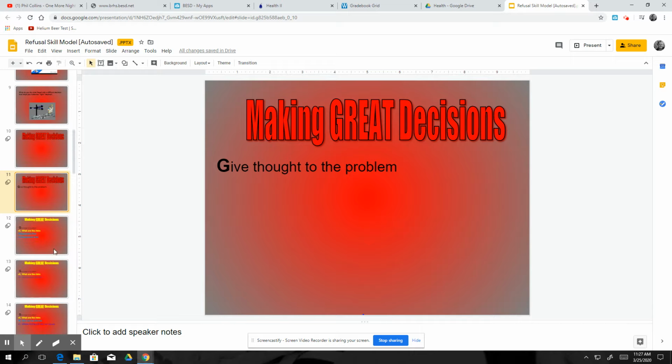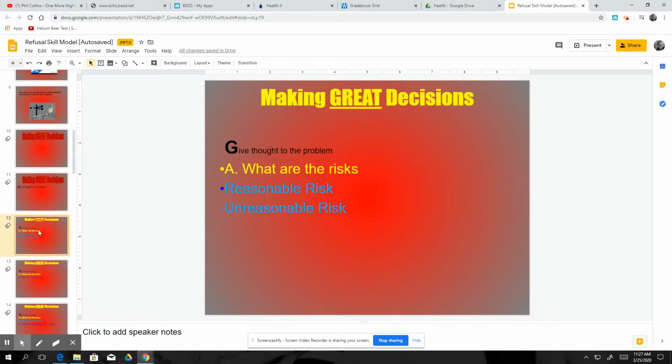Now, when we're giving thought to the problem, there are really 3 steps that I would like to go through. The first one, as we're giving thought to the problem, is what are the risks involved? When you're giving thought to a problem, you have a decision, you're thinking, what are the risks? And as you can see here, there are 2 risks, reasonable risks and unreasonable. Reasonable risk would be those where the chance of hurting you and or someone else is relatively low. Unreasonable risk would be where the chance of hurting you and or someone else is relatively high.